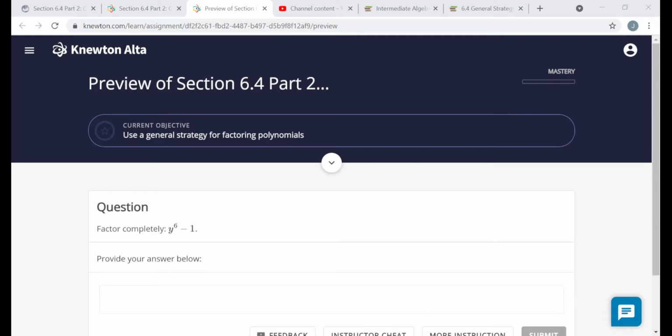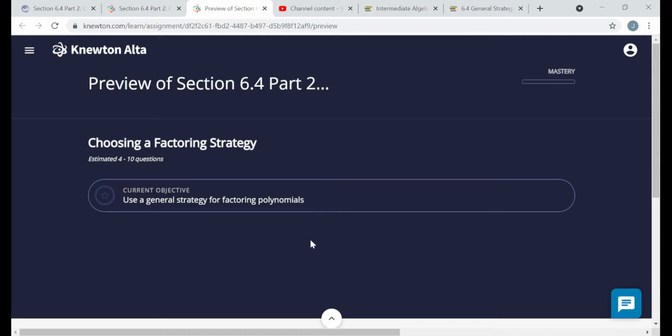So here is the assignment page. Now you won't be seeing the word preview, you're just going to see the title of the assignment, the mastery bar telling you how far along you've gotten, and then here are the objectives. Now this particular assignment only has the one objective, which is use a general strategy for factoring polynomials.